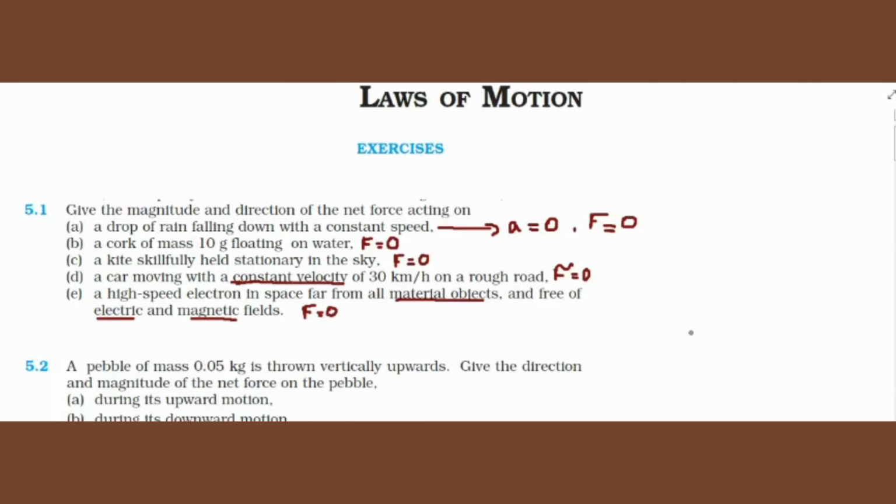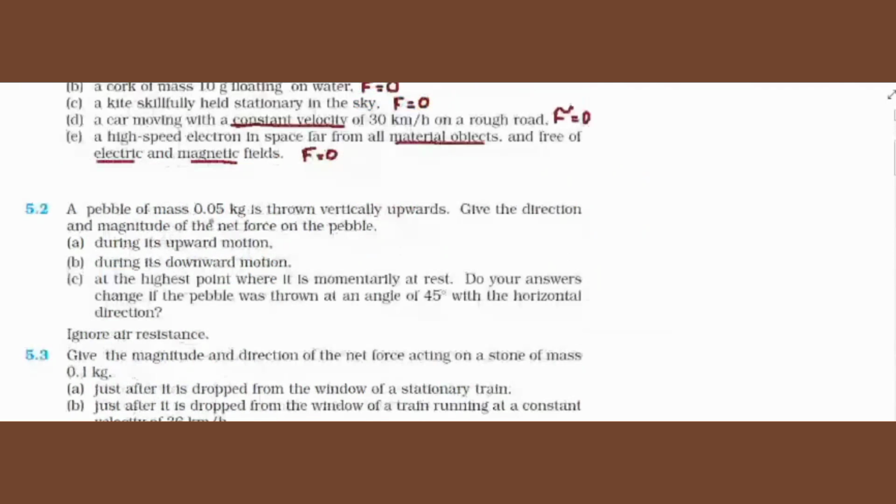Now, come to question 2. A pebble of mass 0.5 kilogram is thrown vertically upwards. Give the direction and magnitude of net force acting on the pebble during its upward motion. When it goes upward, its weight mg is acting downward. Then during downward motion also, weight mg is acting downward.